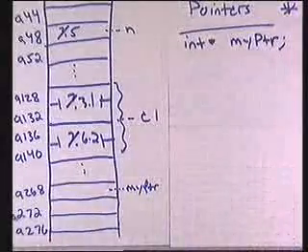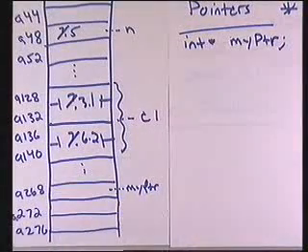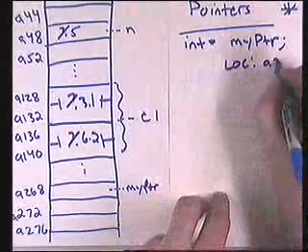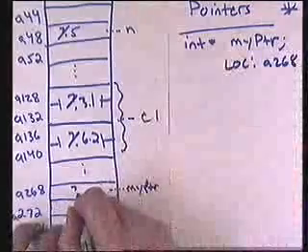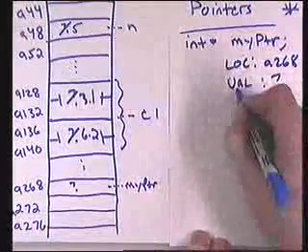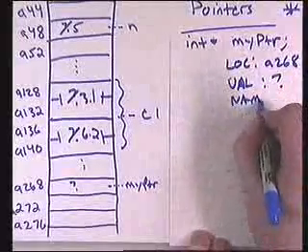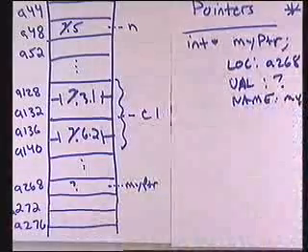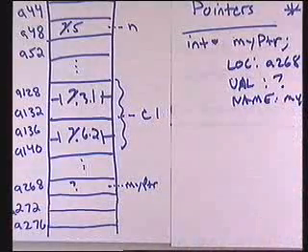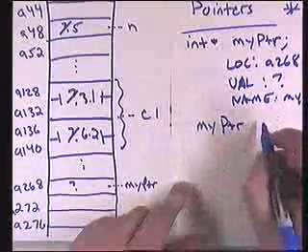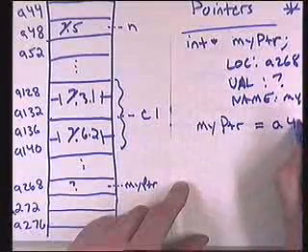The idea now is that my pointer is a variable. Its location here is at A268. Right now it's got a garbage value. And its name, of course, we've already established is my pointer. Now, what my pointer holds is a memory address. So the first thing I'm going to do is write this line, and I'll say my pointer equals A44.